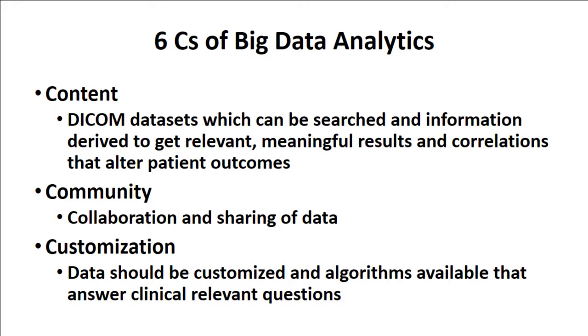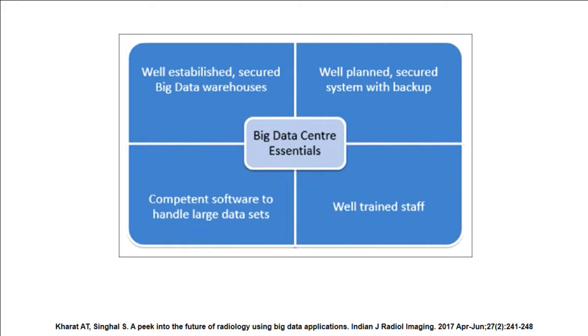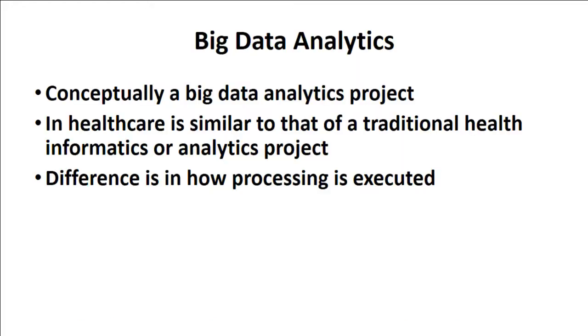Community then is to think about who's sharing the data, who you're collaborating with, etc. And then customization, so the data should be customizable and algorithms available to try and answer these clinically relevant questions. So there's the 6 C's of big data analytics. It's important to say that obviously the data has to be secured. It should be backed up. You obviously have to have the software to deal with this, and you have to have the personnel to deal with it as well.